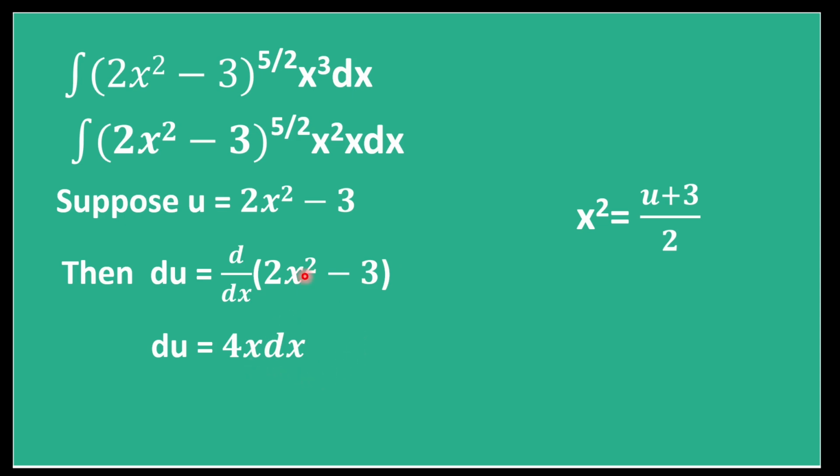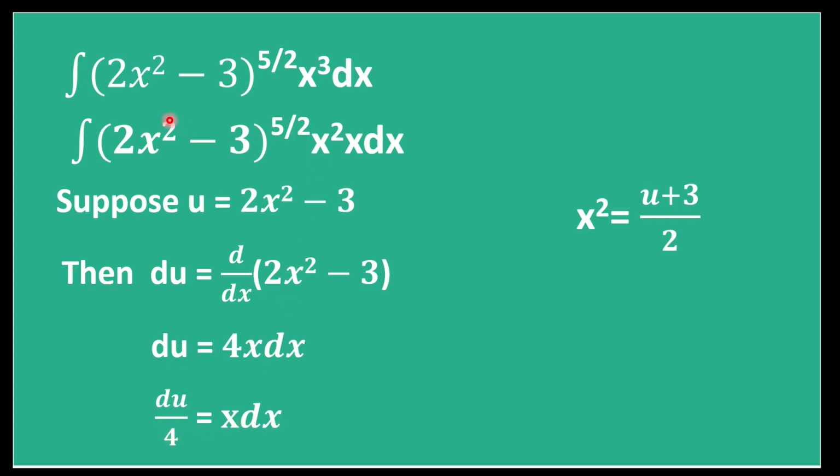So now we basically need the value of x dx. For this purpose, we will divide by 4 on both sides. When we divide by 4 on both sides, this 4 will cancel. And here this will become du/4 = x dx.